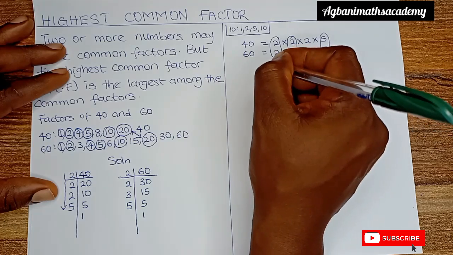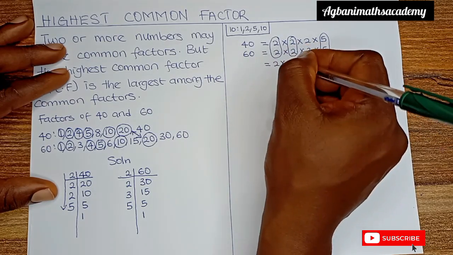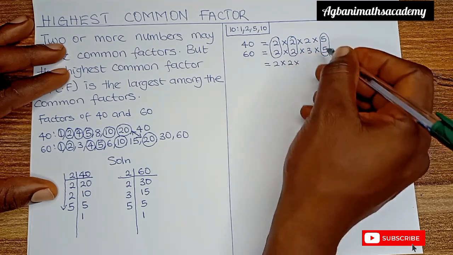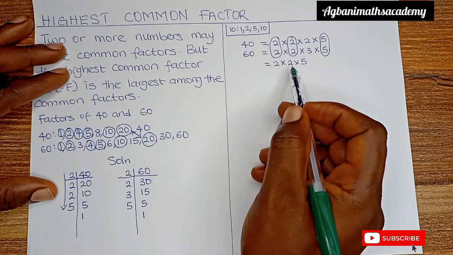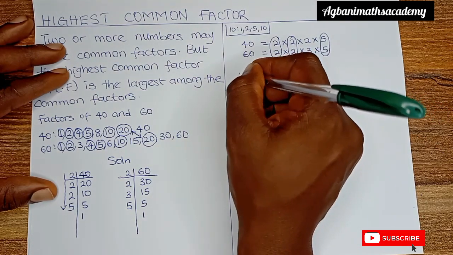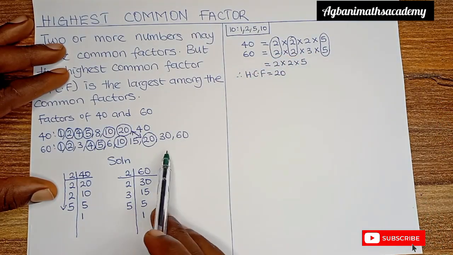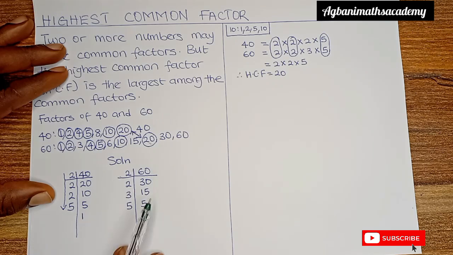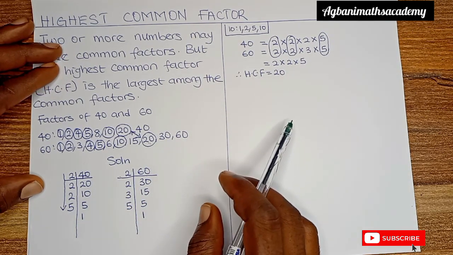Okay, so we pick 1, 2 here, multiply by, we pick 1, 2 here, multiply by, you pick 1, 5 here. So 2 multiplied by 2 is going to give us 4. 4 multiplied by 5 is going to give us 20. Therefore, HCF is equal to 20, just as we found out here. So this is the normal way of solving for HCF of 2 or more numbers.